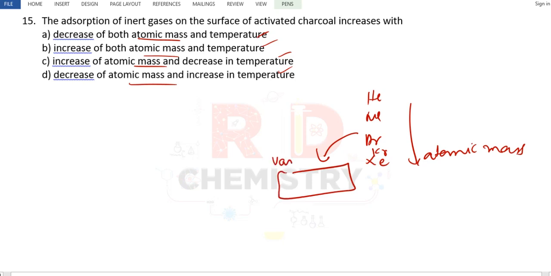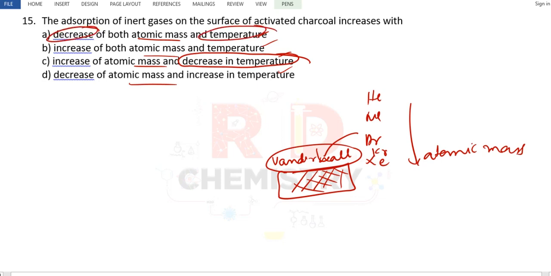Only van der Waals interactions exist between the gas molecules and the solid surface. Chemical bonds are not possible because they are inert gases. Now, for van der Waals adsorption, or physisorption, to take place, we always require lower temperature. So this should be a decrease in temperature. Decrease in temperature is here, in the first option.